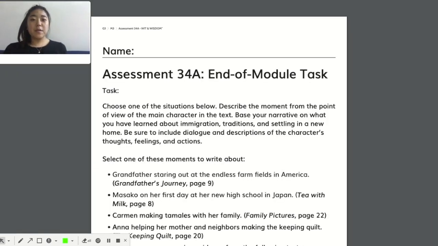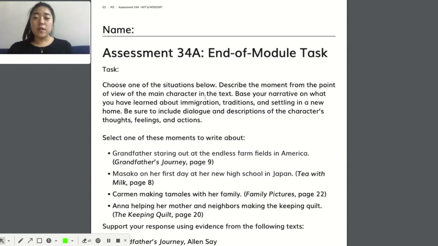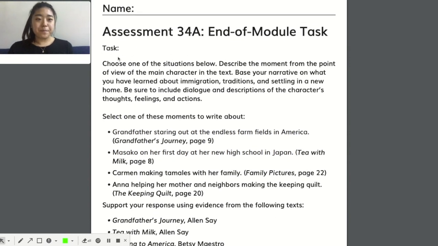All right, so this is your end of module task. This is your final writing piece for the end of module 3. I want this writing piece to be the best that you have written so far. And so first, we always go through what the writing task is. Please follow along as I read aloud.